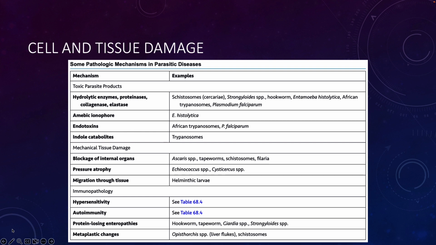So a lot of these parasites, especially the helminths, the roundworms, the flatworms, and the tapeworms, get big, and they can block organs. You can have pressure atrophy. Sometimes they'll form like cysts that can cause pressure. They migrate through tissue. So you can have some mechanical tissue damage. And then, of course, immune responses as well.